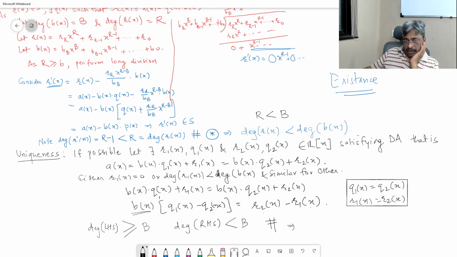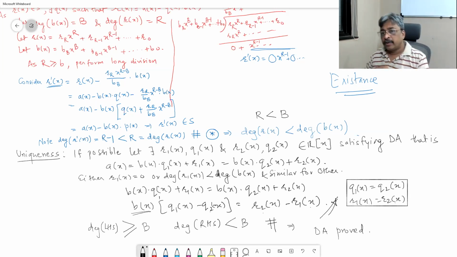This implies q1x is equal to q2x, r1x is equal to r2x. Uniqueness proved. Division algorithm proved. My job is over. Go through it. If not understood anything, we have got a couple of minutes, or we can discuss this in the next lecture also. Right.